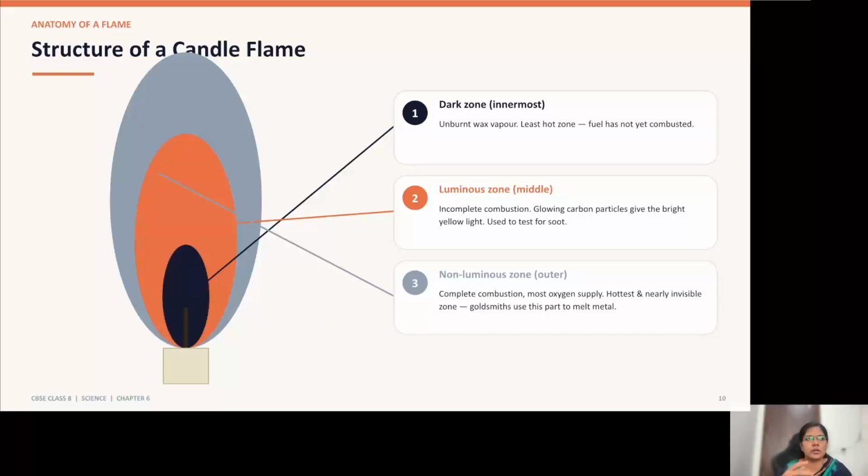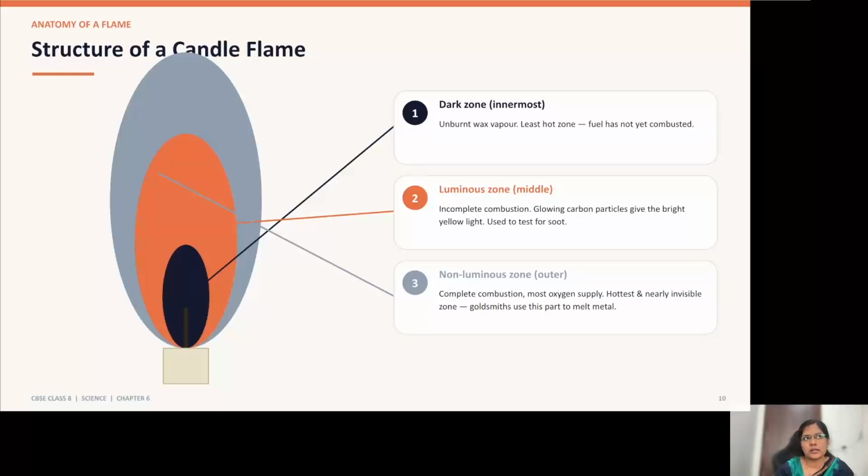If you want, you can hold a spoon in the second zone, that is the luminous zone. Then you can observe that black soot is formed on the spoon. Non-luminous or outer zone: here there is plenty of oxygen, so combustion is complete. The flame is nearly invisible or pale blue. Okay, this is the hottest zone of all the three.